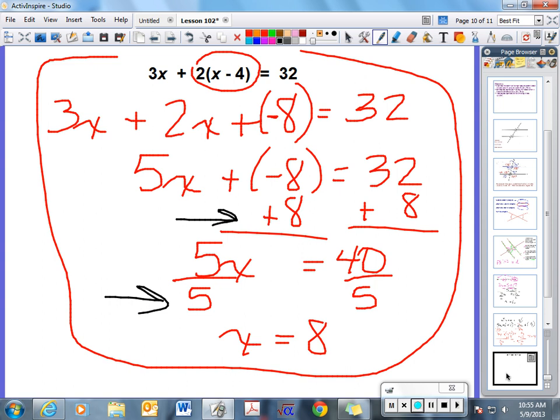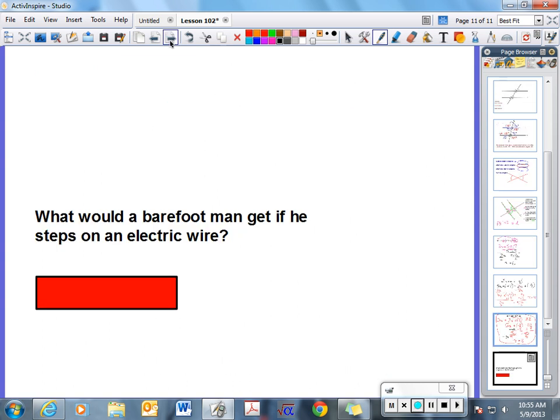And lastly, oops, let me see here if I can get to the next page. Here's the riddle for today. What would a barefoot man get if he steps on an electric wire? And we'll reveal the answer tomorrow.